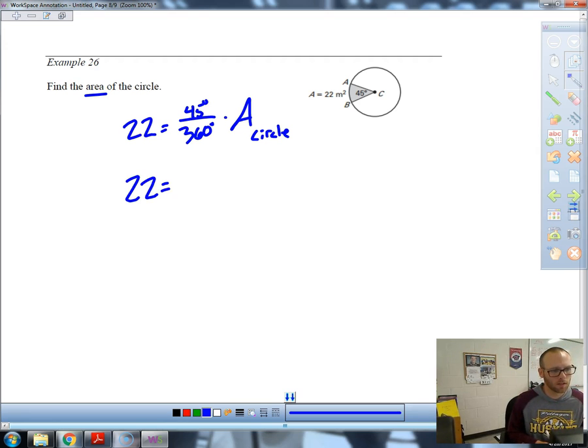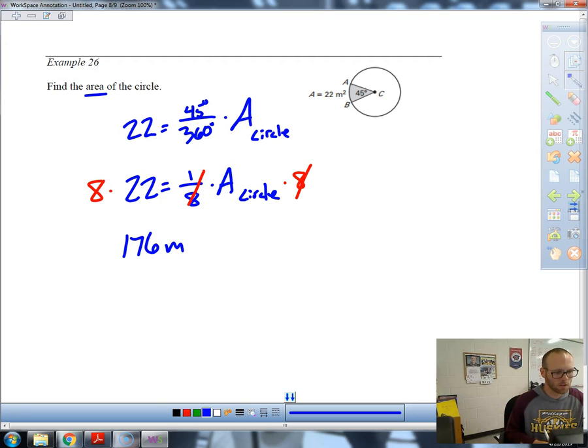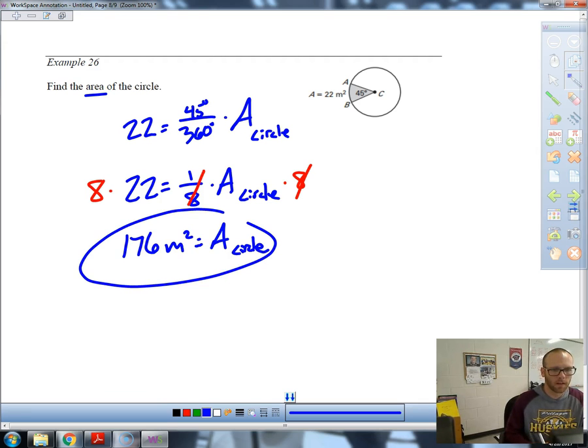We've got 22 equals 45 over 360, which is 1/8. Okay. So 22 is 1/8 of the circle. To solve for the area of the circle, multiply by 8 on both sides. 176 square meters is the area of the circle. Right? Can you see that this is 1/8 of the circle? So to find the area of the circle, we need to multiply 22 by 8. Very good.